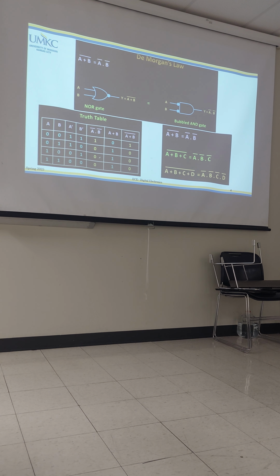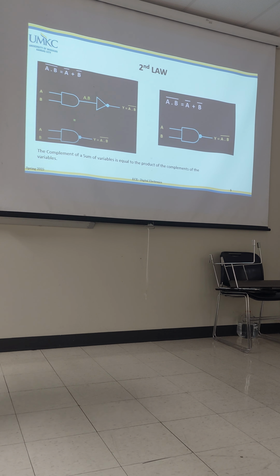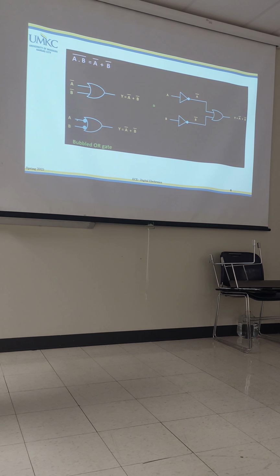Okay. So this is true for any of the inputs. The second law is the complement of a product of variables is equal to the sum of the complements of the variables. That means A dot B whole bar will be A bar plus B bar. So A dot B bar means the output of a NAND gate. And here A bar plus B bar means if you give two inputs to the OR gate after inverting, it will give you A bar plus B bar. So here, this is the gate.